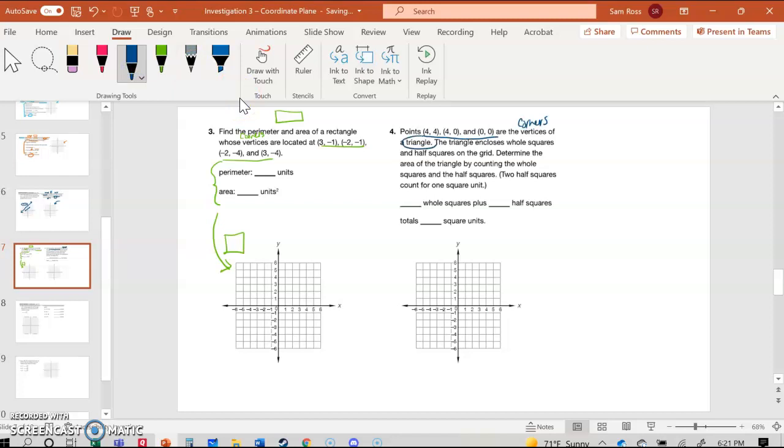of a triangle. So we want a triangle. It might be this, we don't know. The triangle encloses whole squares and half squares.